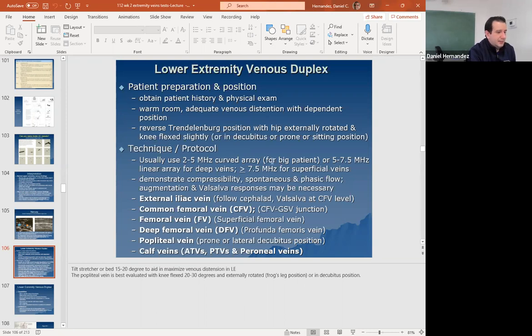In terms of technique, again, you may have to use your curve probe if the patient is very obese or if they have a very large limb, very muscular, gentleman who's very big. You may not be able to get the penetration with our higher frequency probe. And then conversely, if you're imaging some of the superficial veins, you may need to switch to a higher frequency transducer. Again, we're going to demonstrate compressibility, spontaneous and phasic flow, augmentation and Valsalva responses when necessary.